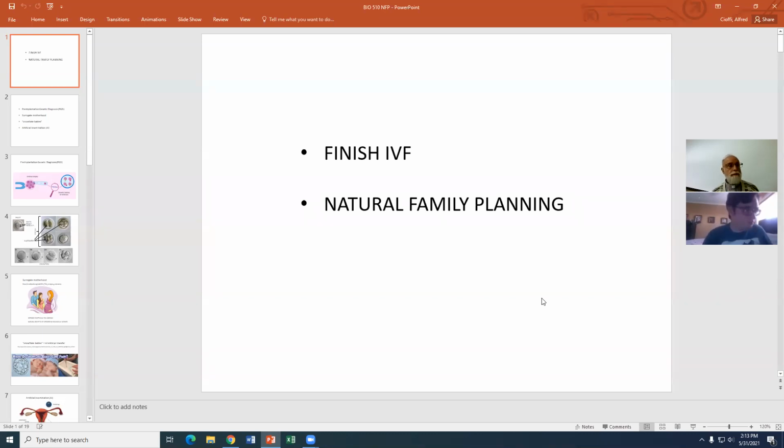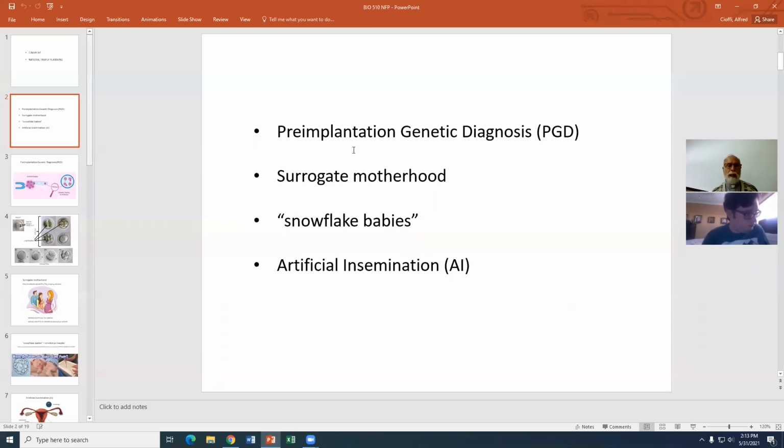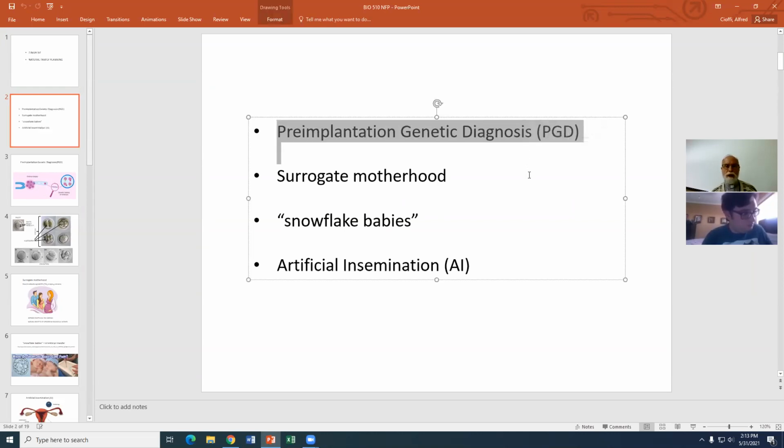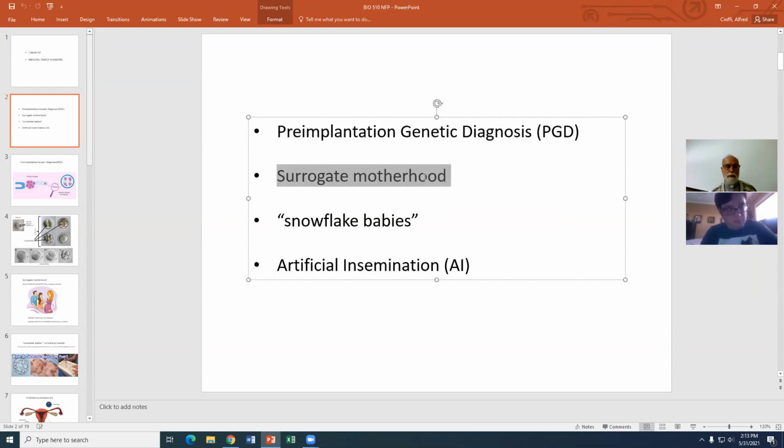All right, so from this little list here, PIGD I covered already, pre-implantation diagnosis. I still need to talk about surrogate motherhood and the snowflake babies, which I mentioned in passing. And then distinguish IVF, in vitro fertilization, from artificial insemination, okay? Even though the word insemination can be loosely used in the in vitro process, technically it's not really correct because they're two separate techniques. One is assisting procreation, but the other one is actually substituting procreation, all right? So it makes a big difference in the ethical analysis.